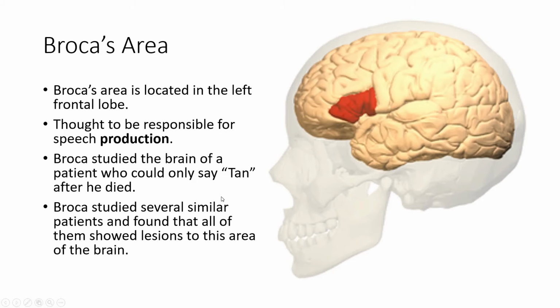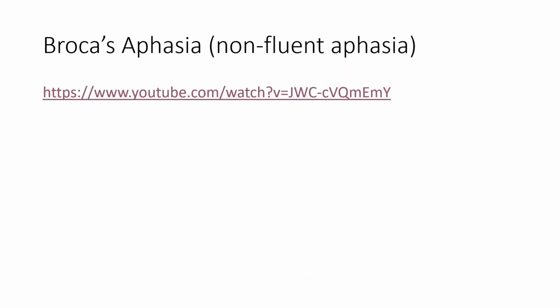He studied several other patients who all had the same kind of issue where they couldn't produce speech properly. Not always as severely as only being able to say one word. So after they died, he carried out a post-mortem examination of their brain and found that there was brain damage or lesions to that specific area of the brain. So people who have issues with producing speech are said to be suffering from Broca's aphasia, also called non-fluent aphasia, because of the fact that if they can talk, it tends to be non-fluent. It's very difficult for them to produce speech.